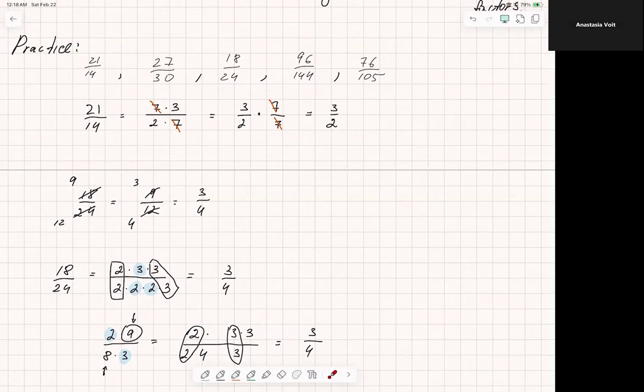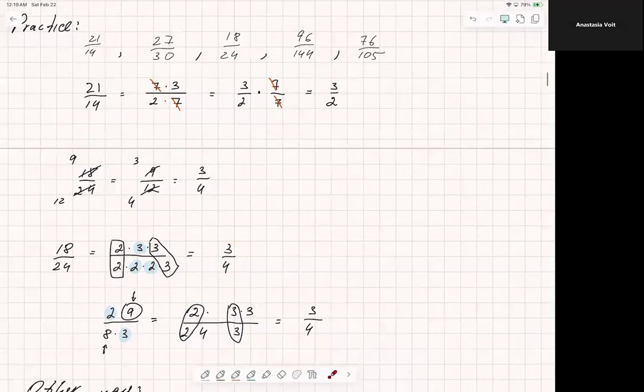So remember when we were looking at 18 over 24 and we wanted to bring it to the lowest terms, we broke down 18 into 2 times 3 times 3 and 24 into 2 times 2 times 2 times 3. We see that we can cancel by 2 and cancel by 3, both of the numbers on the top and the bottom. And the leftover would be 3 over 2 times 2, which is 3 over 4. So this is one way we can bring down the fraction into the lowest terms.